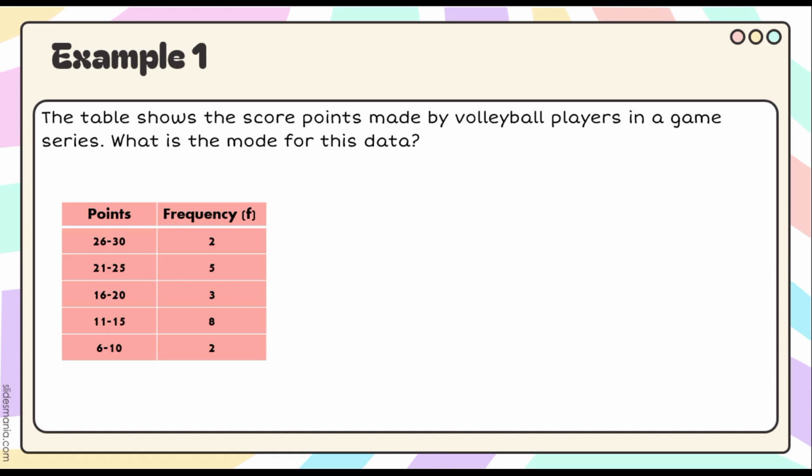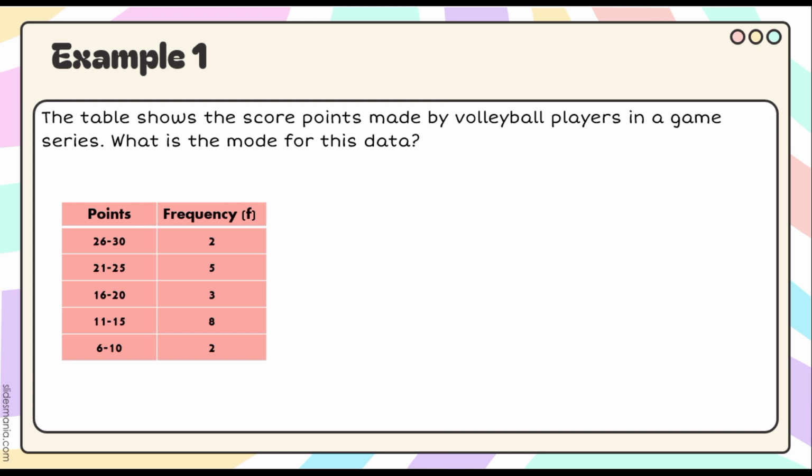So we have here the table. The first column is the points, and the second column is the frequency. So 26 to 30 has a frequency of 2, 21 to 25 has 5, 16 to 20 has 3, 11 to 15 has 8, and 6 to 10 has 2.